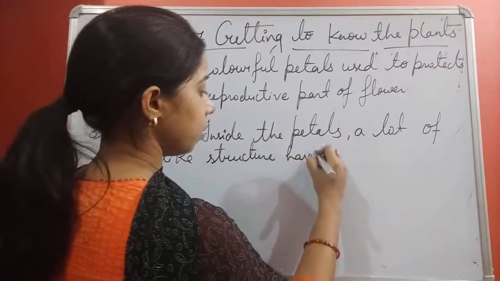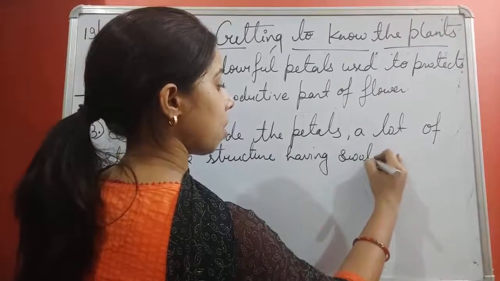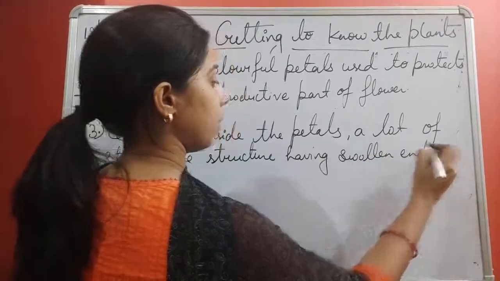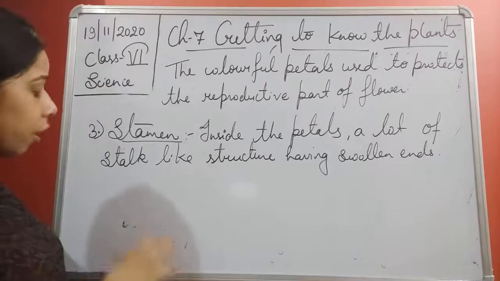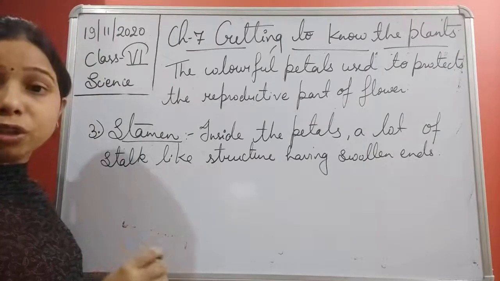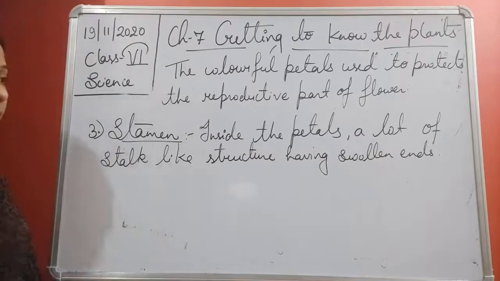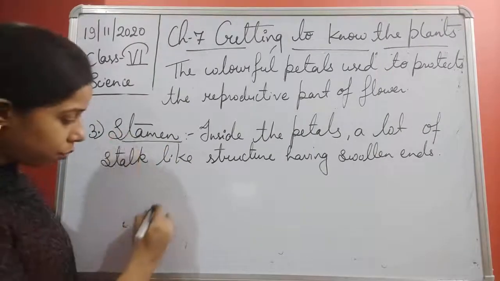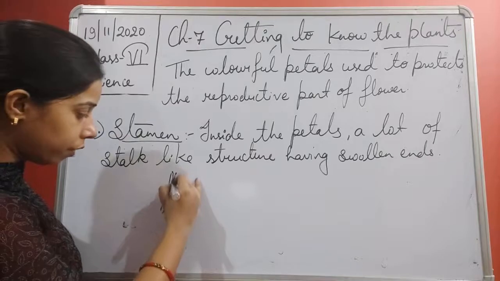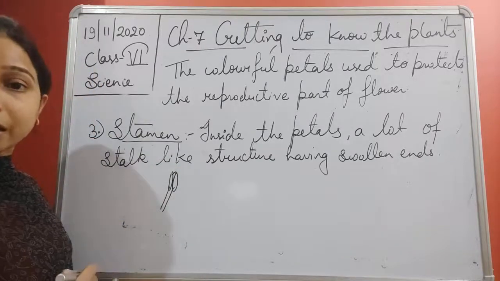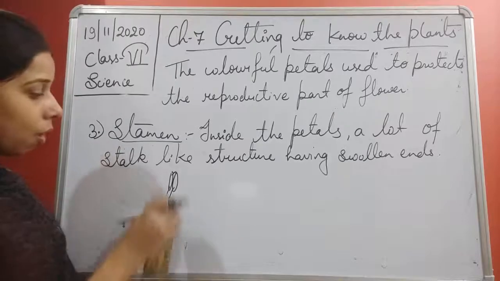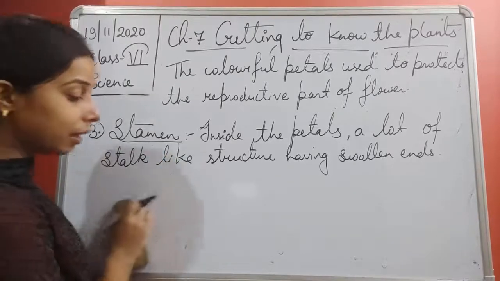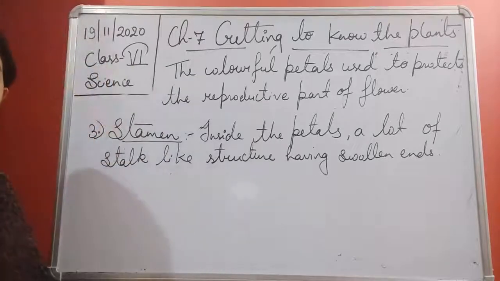Having swollen ends. Inside the petal, a lot of stalk-like structures are there having swollen ends, and that is known as the stamen. So when we talk about the stalk-like structure and the swollen end collectively, it forms the stamen. When you look at the flower, a small stalk-like structure is there, and over it a top, student, that is known as the stamen. Now, on that basis, we can say that stamen is divided into two parts.